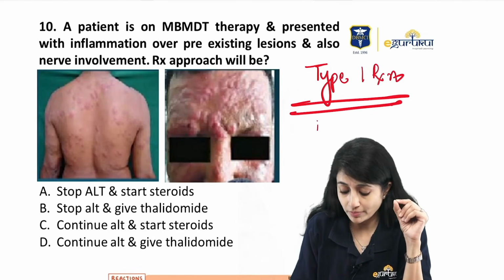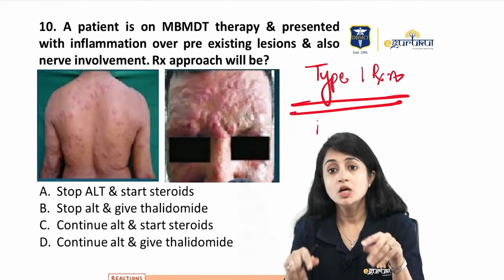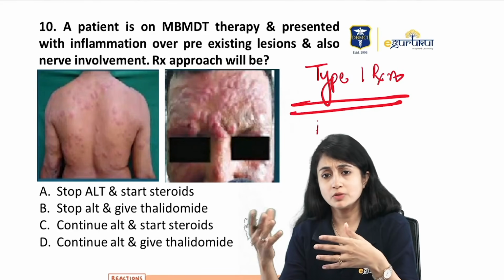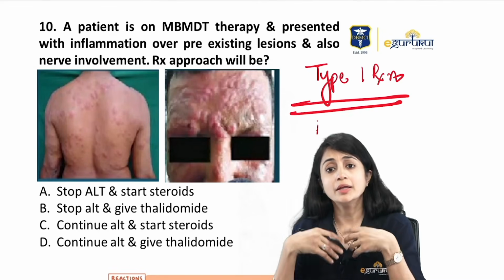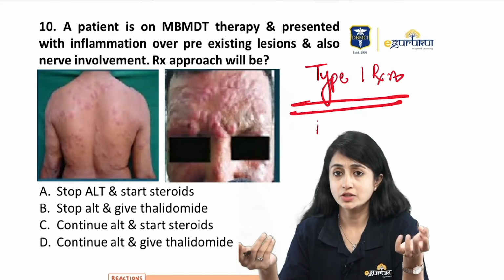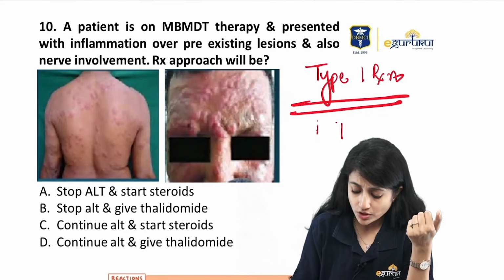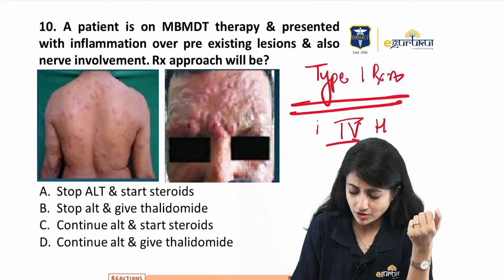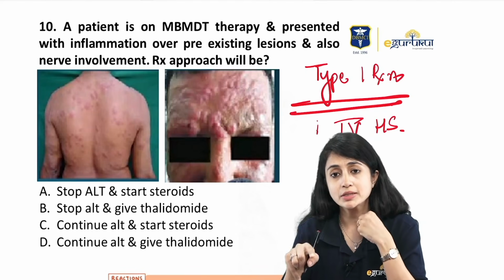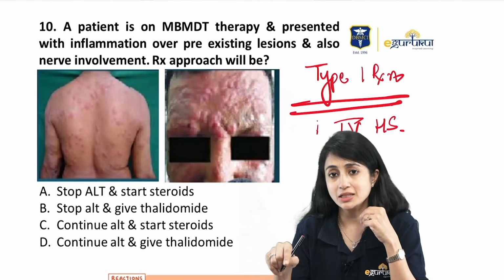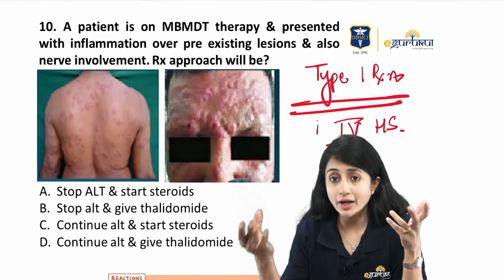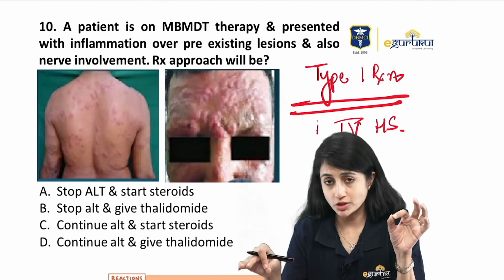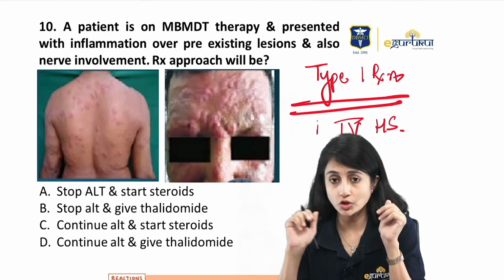Now, a type 1 reaction, if you remember, happens in patients who are towards the upper end of the spectrum or maybe the lower end, and you start them on MB-MDT and they develop this type 1 reaction. If you remember, type 1 reaction was a type 4 hypersensitivity reaction. What happens in this? The existing lesions become more inflamed, more swollen, more red. The patient may have constitutional symptoms. So here you should know what they are talking about.